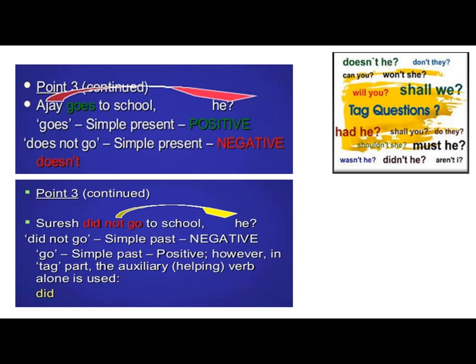Suresh did not go to school. What do we want to write here? Did not go. So the opposite of this, what do we want to write? Simple past negative. So we want to change it to simple past but positive. Go, simple past positive. However, in the tag part the auxiliary verb alone is used. So we want to use did. Suresh did not go to school, did he?